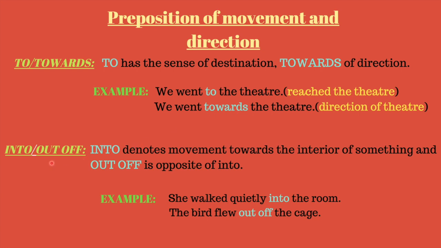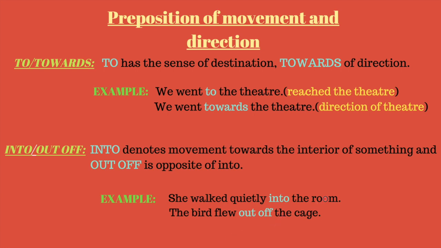Let's move on to the next one. Into and out of. Now into denotes movement towards the interior of something, and out of is the opposite of into. When some person or some object is moving into the interior of something, then we use into. And if it is coming out of or moving to the exterior of it, then we say out of.